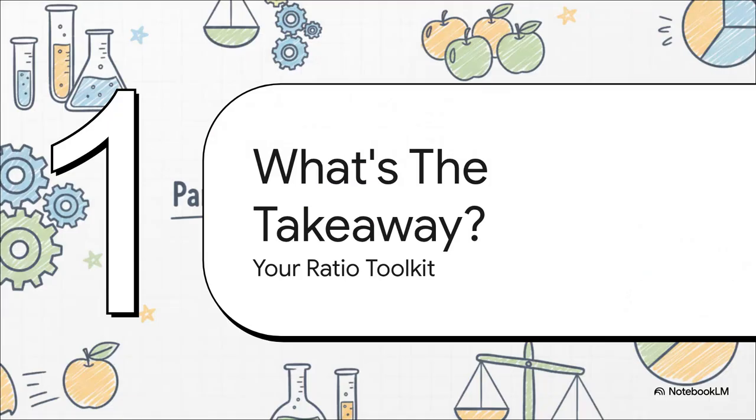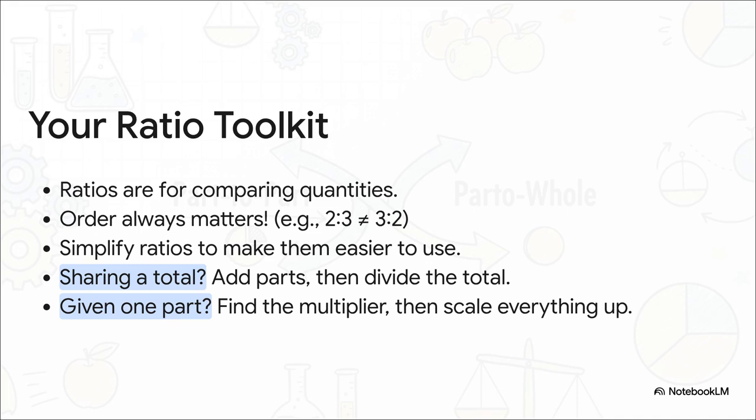So, look at that. We've gone all the way from making a simple drink to scaling recipes and hunting for the best bargains. We've covered a lot of ground, so let's boil it all down to the essentials. Your personal ratio toolkit. Okay, here's your big takeaway. At the end of the day, it all comes down to this. Ratios are for comparing things, and the order is absolutely critical.